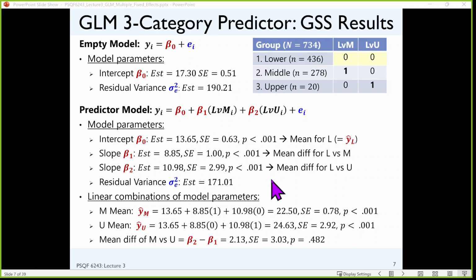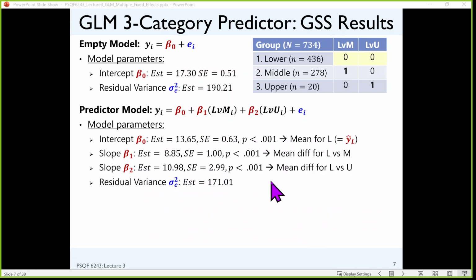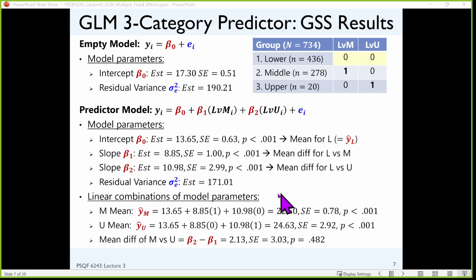Okay, so we're missing 3 things. What we know so far from the intercept is the mean for lower. Beta 1 for the first predictor tells us how middle differs from lower. Beta 2, the slope for the second predictor, tells us how upper differs from lower. So we know 1 mean out of the 3, and we know 2 mean differences out of the 3. Let's get the rest of them.